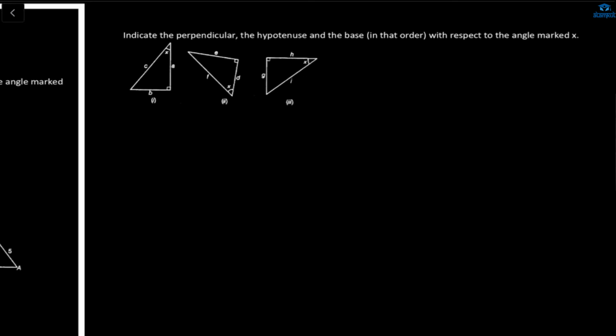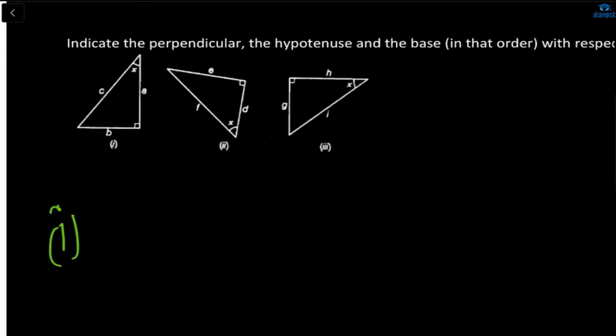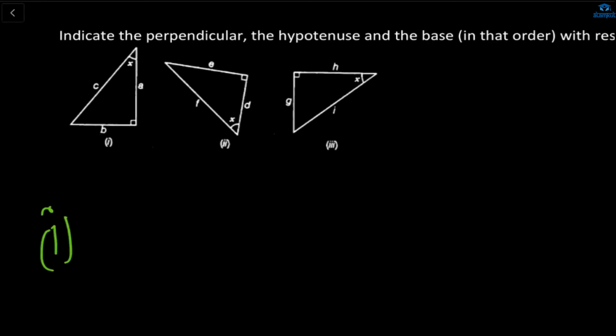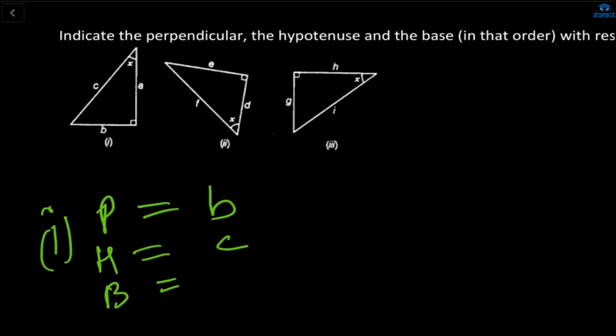For the first one, is it visible, everybody? I'm going to enlarge it. Can you see this angle x? With respect to angle x, you have to tell me the hypotenuse, the base, and the perpendicular. We'll start with the perpendicular. What is the perpendicular here in the first one? Perpendicular will be B. Very good. And the hypotenuse? C. And your base? Base will be A. Very good.